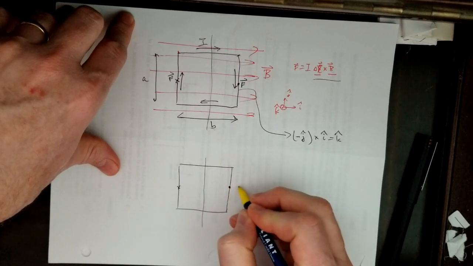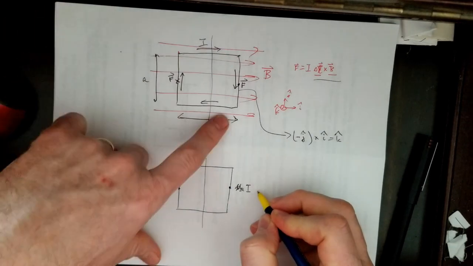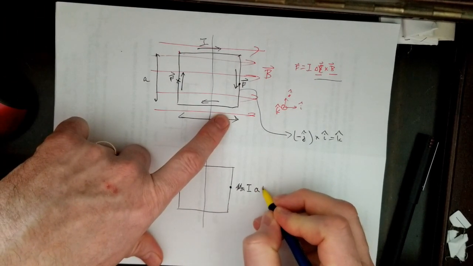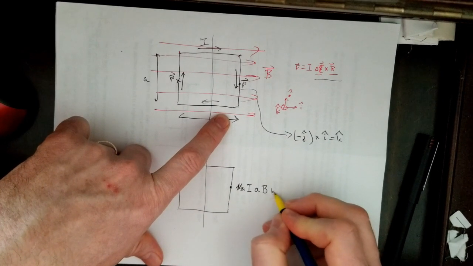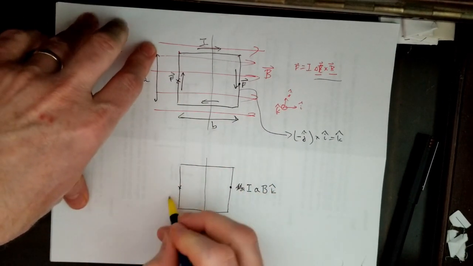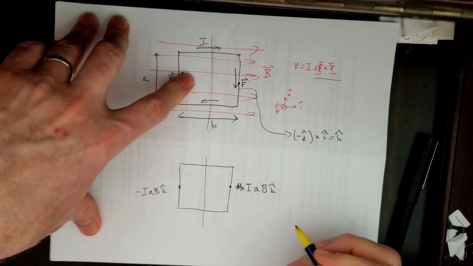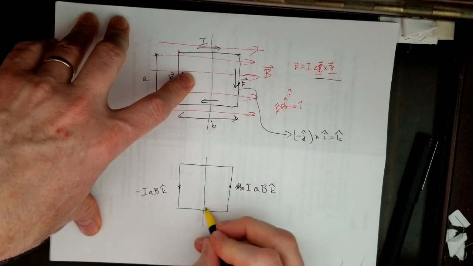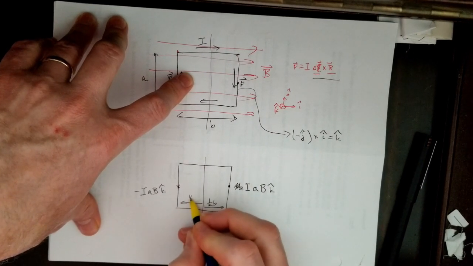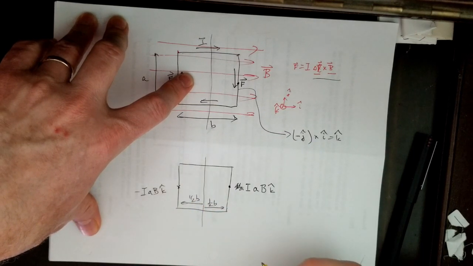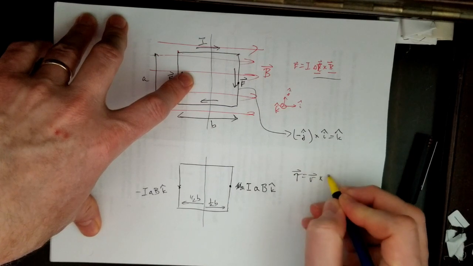I know that the force is going to be equal to the current times the length times the strength of the magnetic field in the K direction. The force on this side is IAB in the negative K direction. This distance right here is 1/2 B. And why does that matter? Because we're doing torque. If you recall, torque is R cross F.